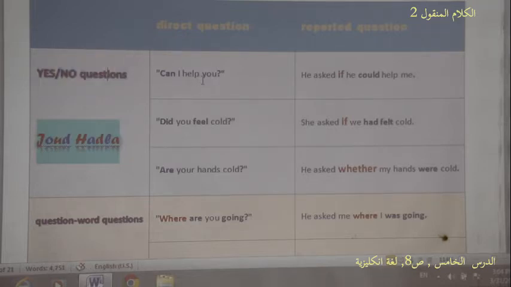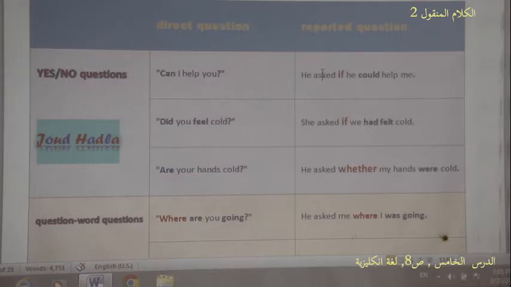Here in this case, as I have just told you, we don't have a WH word. So what do we use? Again, we use if or whether. So, "Can I help you?" He asked. Pay attention. Here we change the verb of reporting the question: he asked, he wanted to know, he wondered. He asked, not he said.